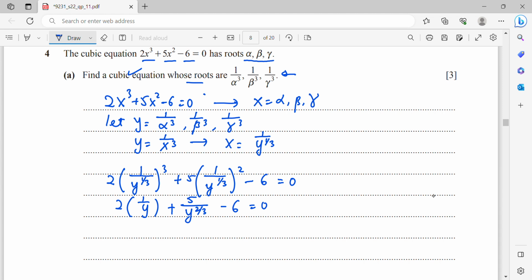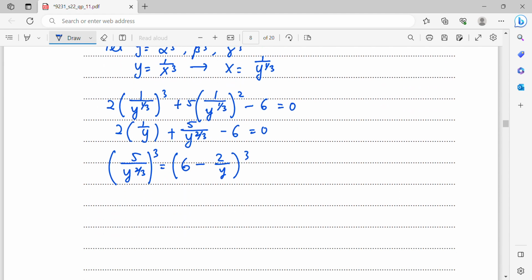So which means here I will get 5 over y to the power 2 over 3 equals to, on the left hand side, then the other two terms will be moved to the right side. So I'll get 6 minus 2 over y. And then now to eliminate the power 2 over 3, I need to cube both sides. Okay, consider cube both sides.